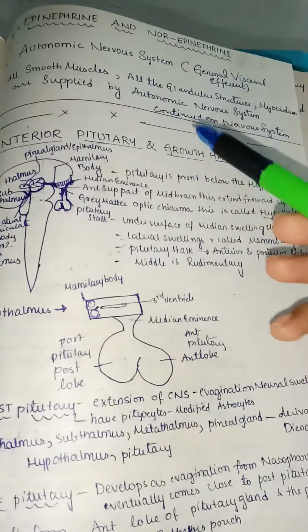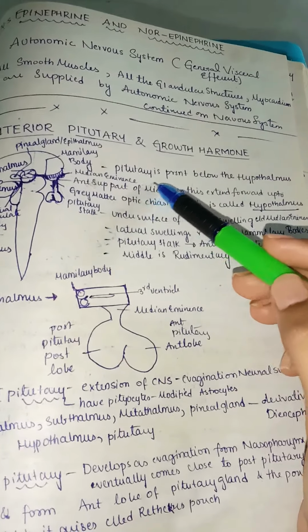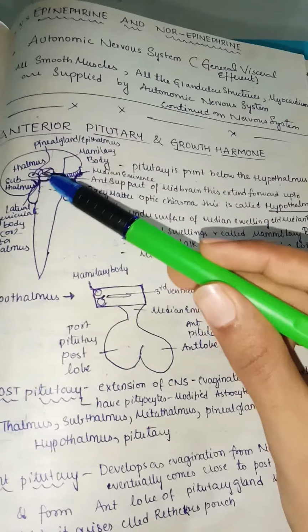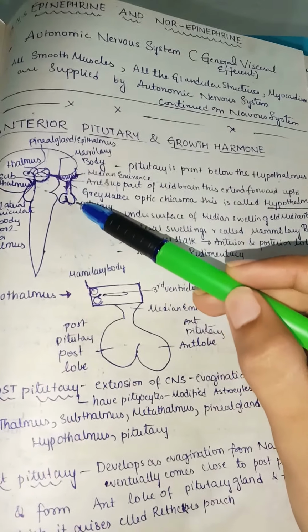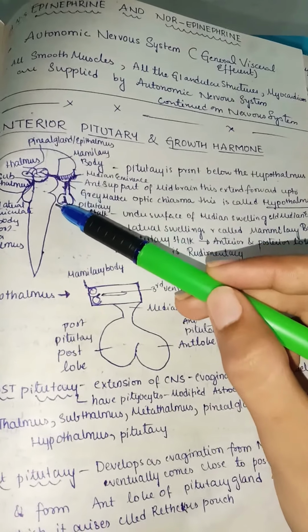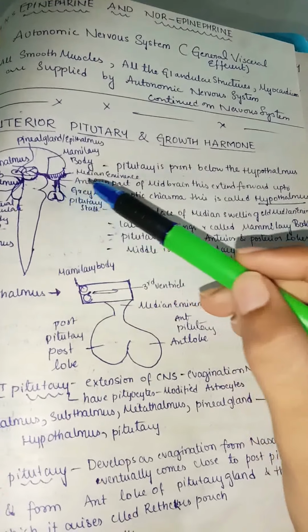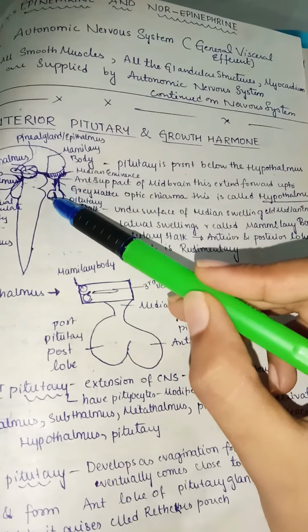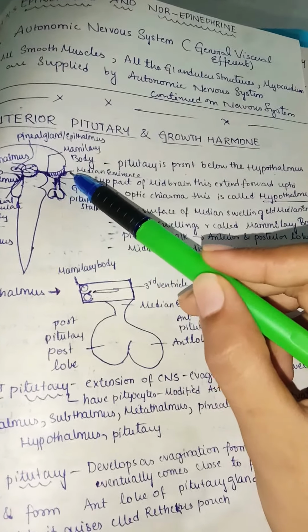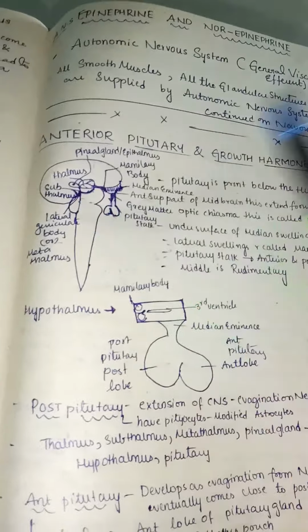So now let us start with our discussion. The pituitary is present below the hypothalamus. So this is the hypothalamus, and below you have the pituitary. This is the posterior pituitary, and this is the anterior pituitary. And the median eminence is present over here in between them. I will show the perfect diagram in the textbook.